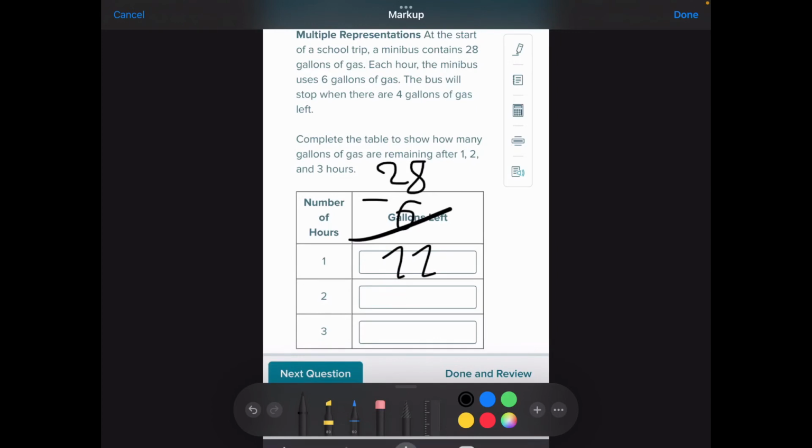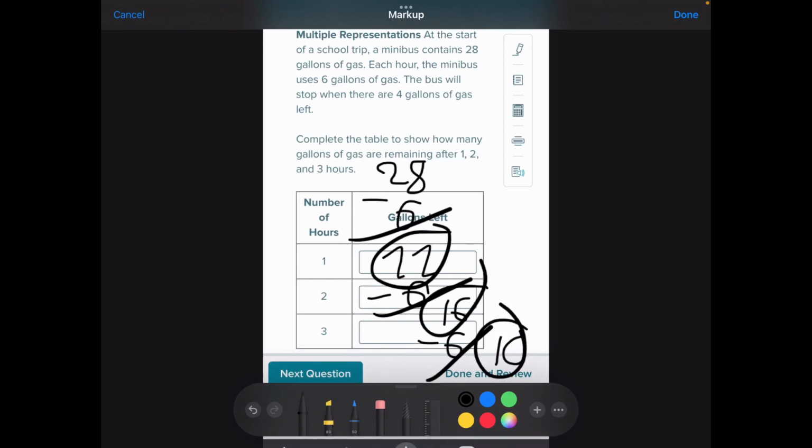What about the next hour? Well, the next hour is still going to pass. It's still going to lose another 6 gallons of gas. So we're going to subtract 6 from the 22 total. That's going to get us to 16. That's number 2 right there. And then for number 3, it's the same pattern. Every single hour, you're losing 6 gallons of gas. So another 6, and then I'm going to have 10. So 22 gallons after 1 hour, 16 after 2, and 10 after 3.